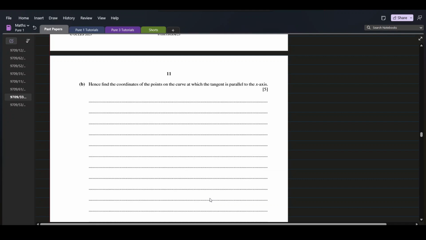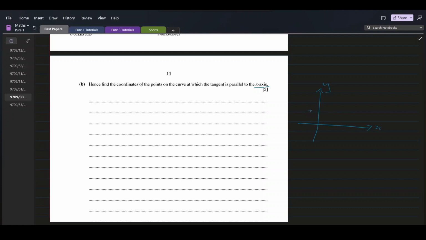Part B, hence find the coordinates of the points on the curve at which the tangent is parallel to the x-axis. So if the tangent is parallel to the x-axis, this is our x and this is y. So if our tangent is parallel to the x-axis, it looks something like this. And what this means is that we don't have any change in the y direction. So it means that dy from dy dx is equal to 0.